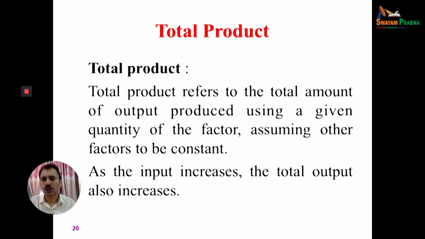So first, total product refers to the total amount of output produced using a given quantity of labor, assuming other factors to be constant. As input increases, the total output also increases. Total output means the entire production by using the given input during a given period of time. The total amount of output produced by using the factors of production is called total product. We denote it TP in the coming slides.